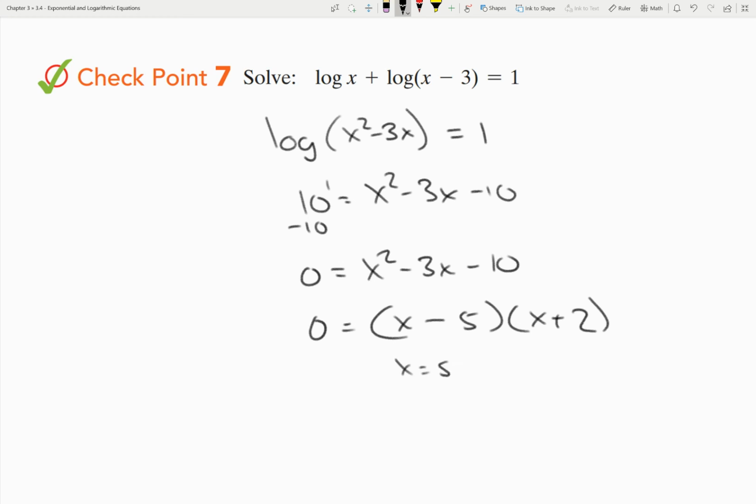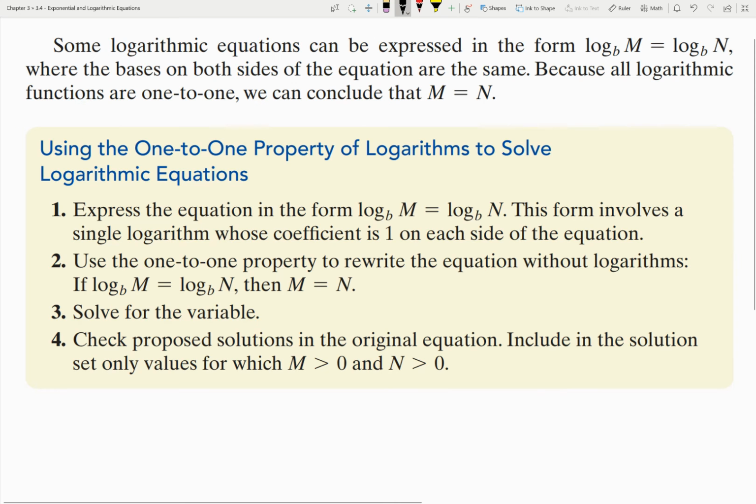So x is equal to 5, which is good. X is equal to negative 2, which is no good. Right? Because plugging it into either one gives the inside of the logarithm a negative answer. Okay, so those were all problems where we had the logarithm equal to a number.